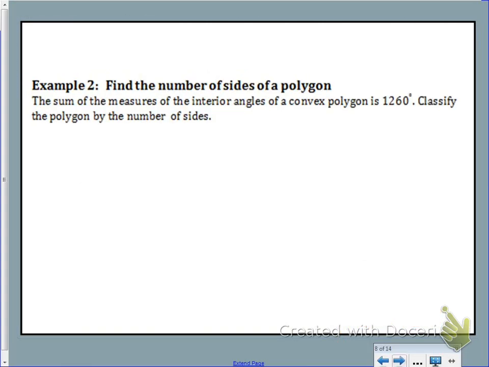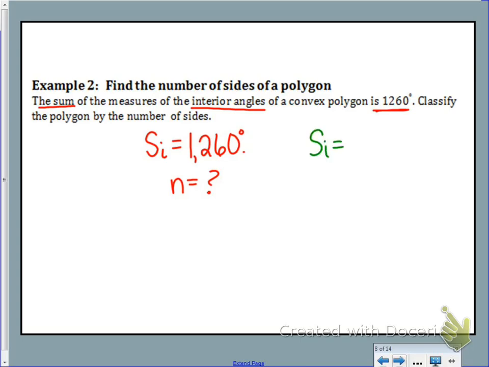Okay, example 2. Now we're going to find the number of sides of a polygon. So we're going to work backwards in this example. It says the sum of the measures of the interior angles of a convex polygon is 1,260 degrees. So from that first sentence, I have established that the sum of the interior angles is 1,260 degrees. It says to classify the polygon by the number of sides. So in this case, what we're looking for is how many sides this polygon will have. So we're going to use the same formula that we just used a moment ago in example 1. But the way that we use it is going to be different.